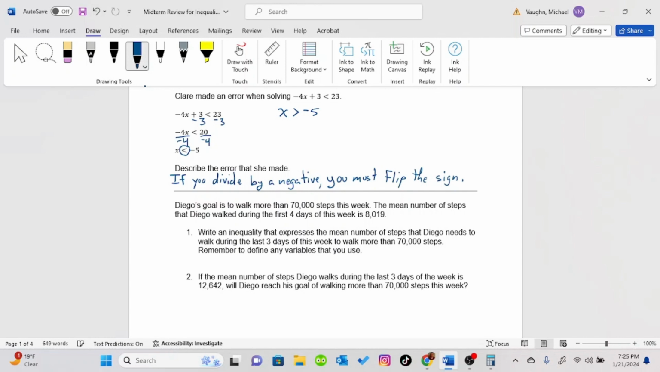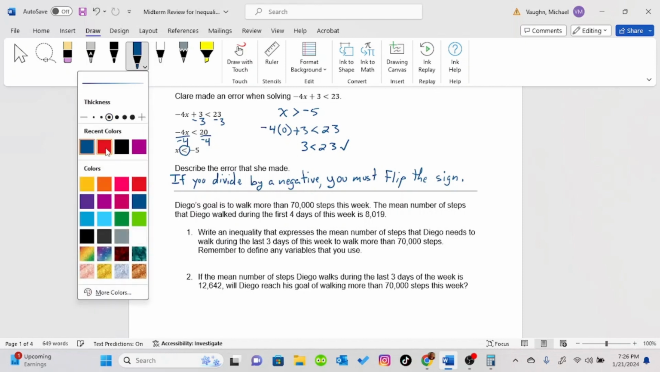If we wanted to check this, the correct answer would be an x value that is greater than -5. So we could try 0. -4 times 0 plus 3 is less than 23. -4 times 0 is 0. 3 is less than 23. And we see that we're correct.